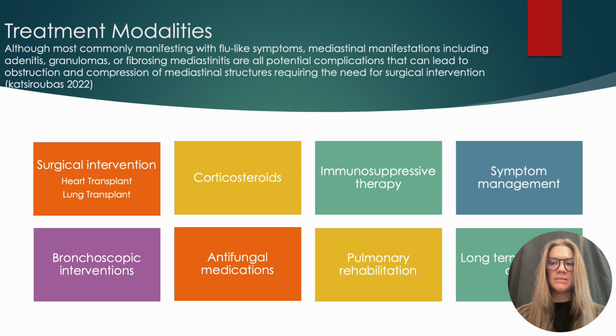Immunosuppressive medications may be considered to manage the inflammatory response associated with fibrosing mediastinitis, and they could also help reduce fibrosis and improve symptoms. In cases where airway obstruction is a significant issue, bronchoscopic interventions such as bronchial dilation or stent placement may be considered to relieve the obstruction and improve airflow. Other than that, we've talked about symptom management on the other slide.